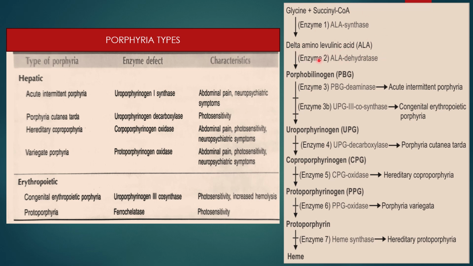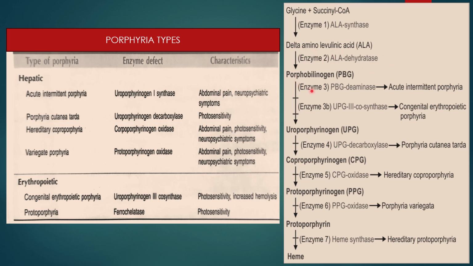Then the second disorder is ALA dehydratase enzyme deficiency, and this condition is very, very rare. Differential diagnosis can be done with tyrosinemia type 1 and lead poisoning. The characteristic features are quite similar to those of acute intermittent porphyria: the neurological manifestation and acute abdominal pain.